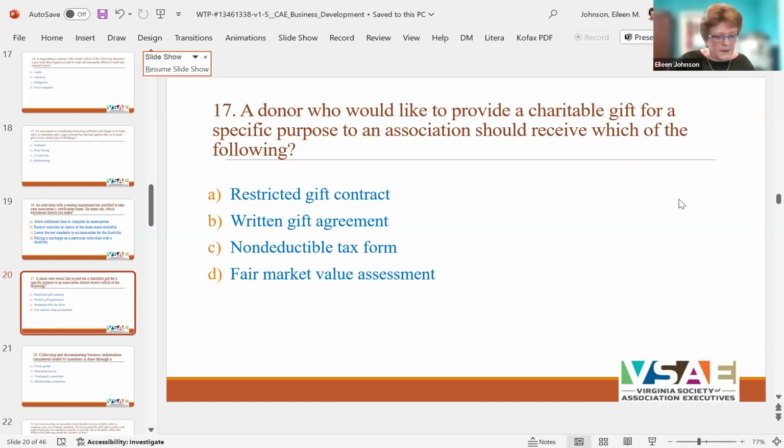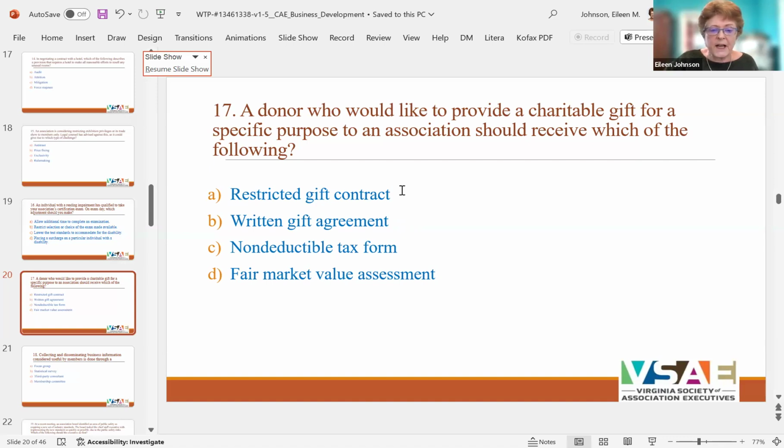No, the answer is B, a written gift agreement. And I think, so non-deductible tax form, you may or may not need that. If they're giving you cash, you don't need that. If they're giving you property, there is a form you use for that, but it's deductible, so that makes no sense. The fair market value assessment, yes, you do that for gifts of property, if they're over $500.